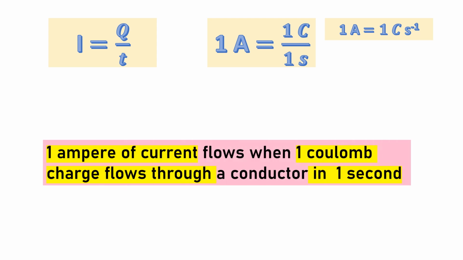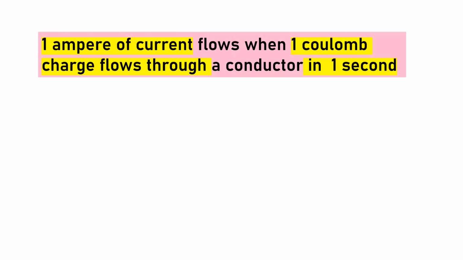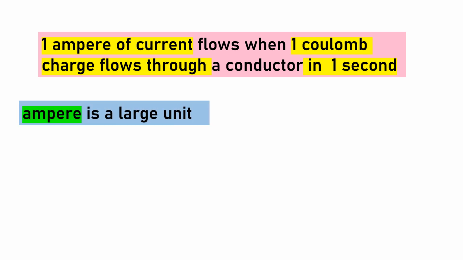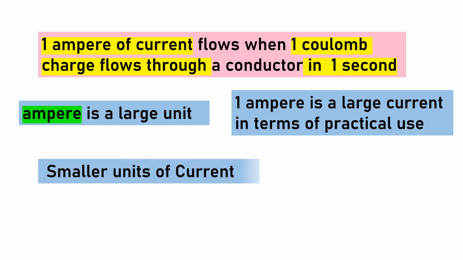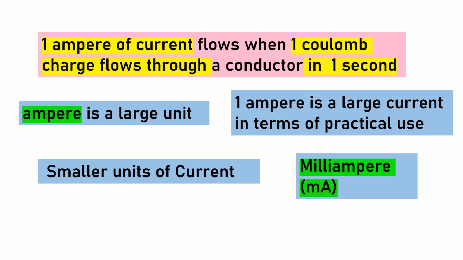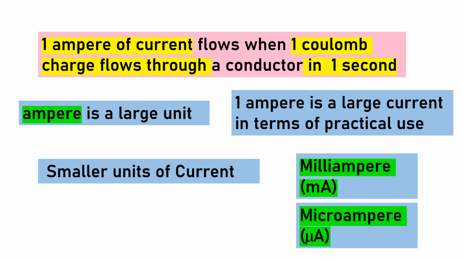Let's look at the definition of 1 ampere. So when can we say that 1 ampere of current is flowing? 1 ampere of current is said to be flowing when 1 coulomb of charge flows through a conductor in 1 second. Now, ampere is a large unit. 1 ampere is a large current in terms of practical use. Smaller units of current that we use practically are milliampere and microampere.